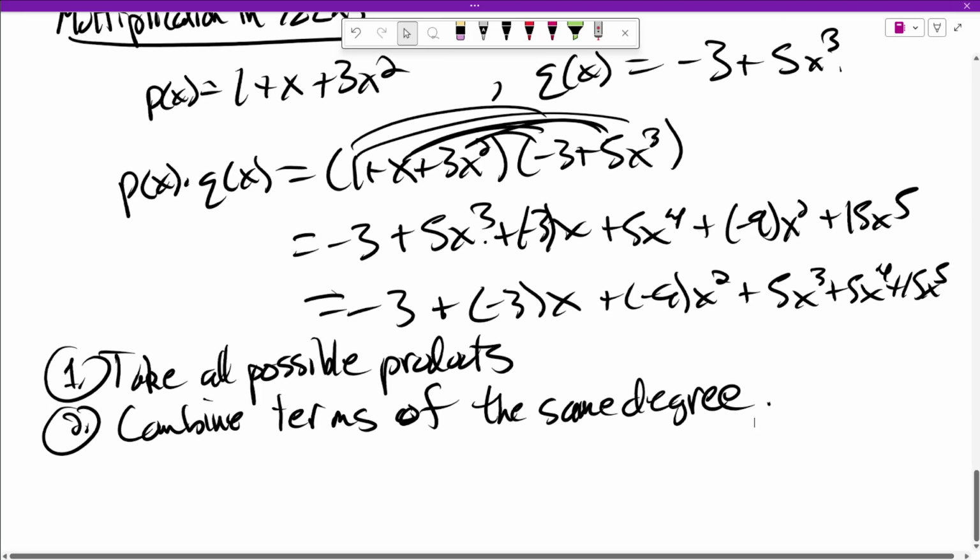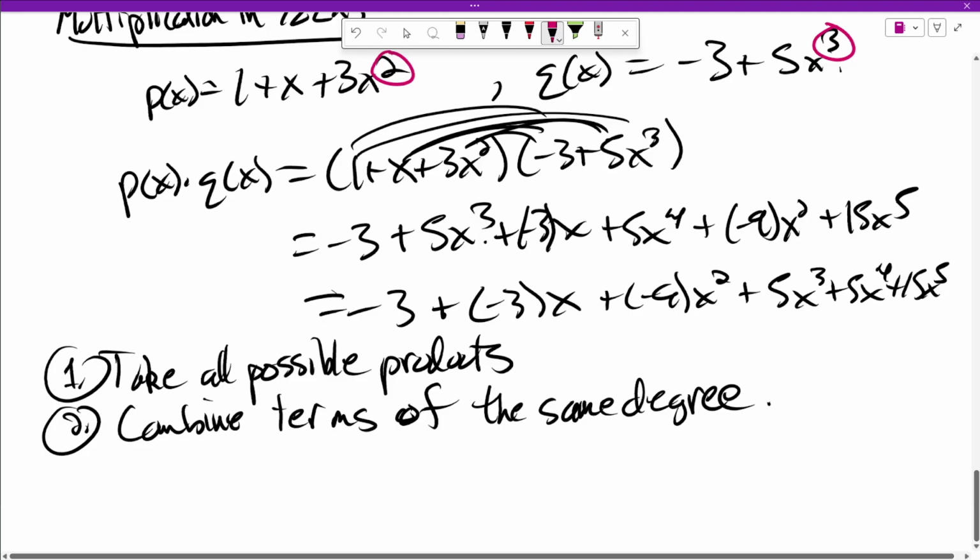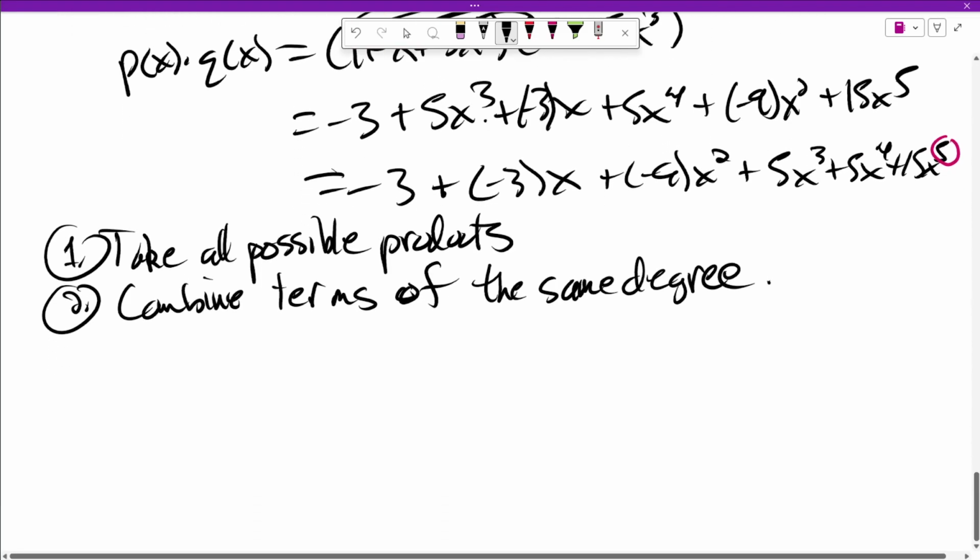And let me point out one thing, sorry. The degree of the product is 2 plus 3, right? Because what's the highest degree we're going to get from this product? Well, x squared times x cubed. Now that's not always going to be true, but it is true when our coefficients are in Z.